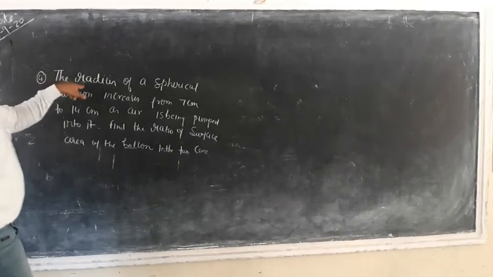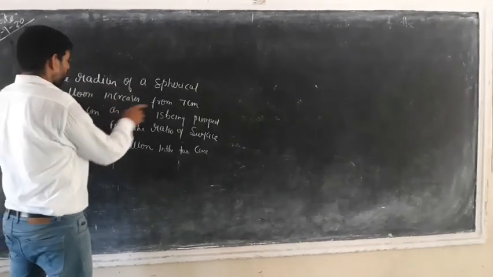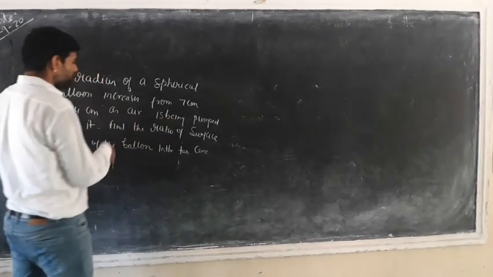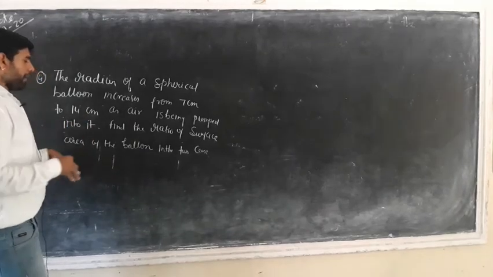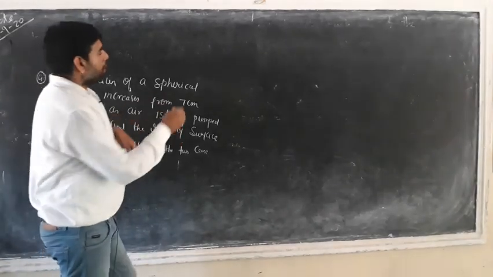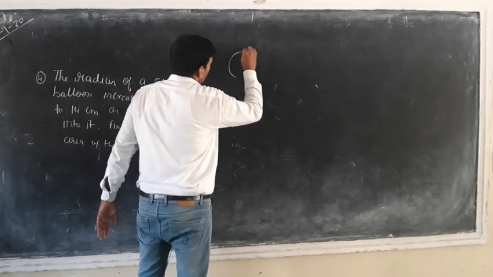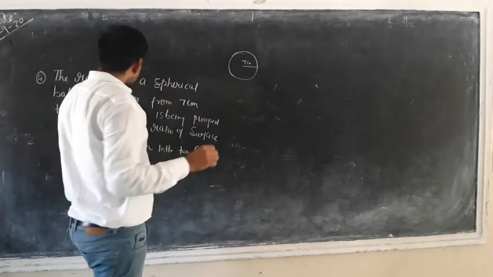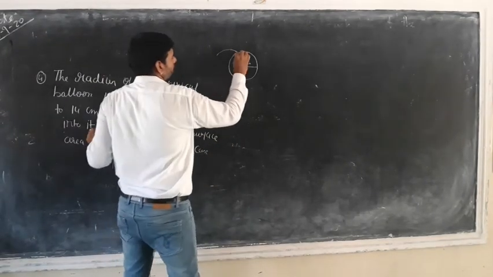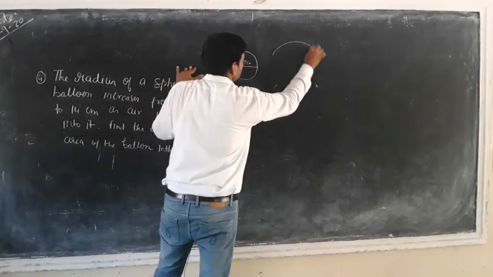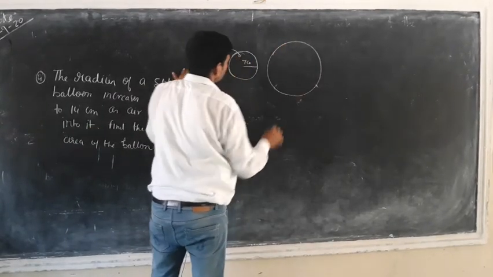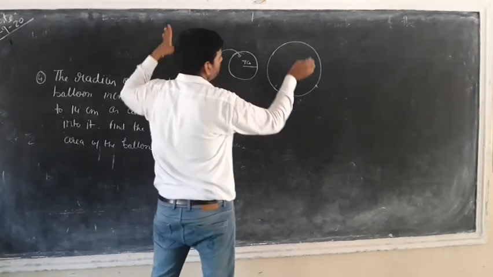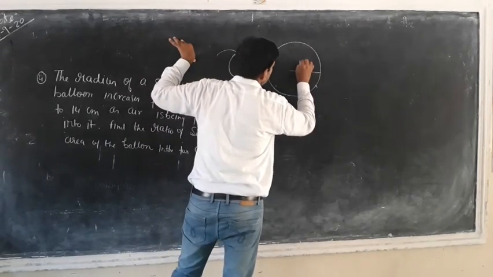Fourth question. The radius of a spherical balloon increases from 7 centimeter to 14 centimeter as air is being pumped into it. Find the ratio of surface area of the balloon in the two cases. First, the balloon radius is 7 centimeter. As air is being pumped into it, the balloon increases. The radius of this balloon becomes 14 centimeter.